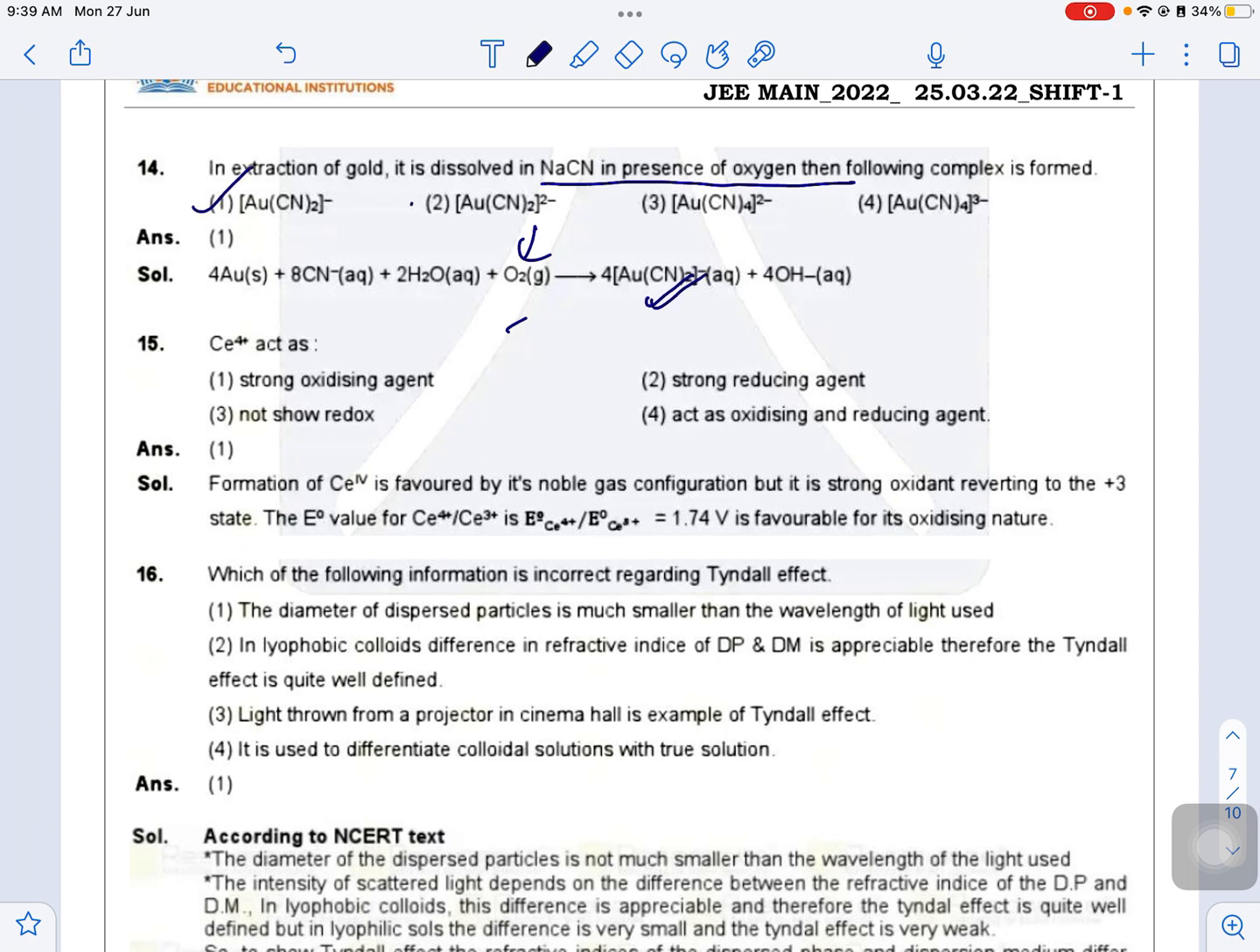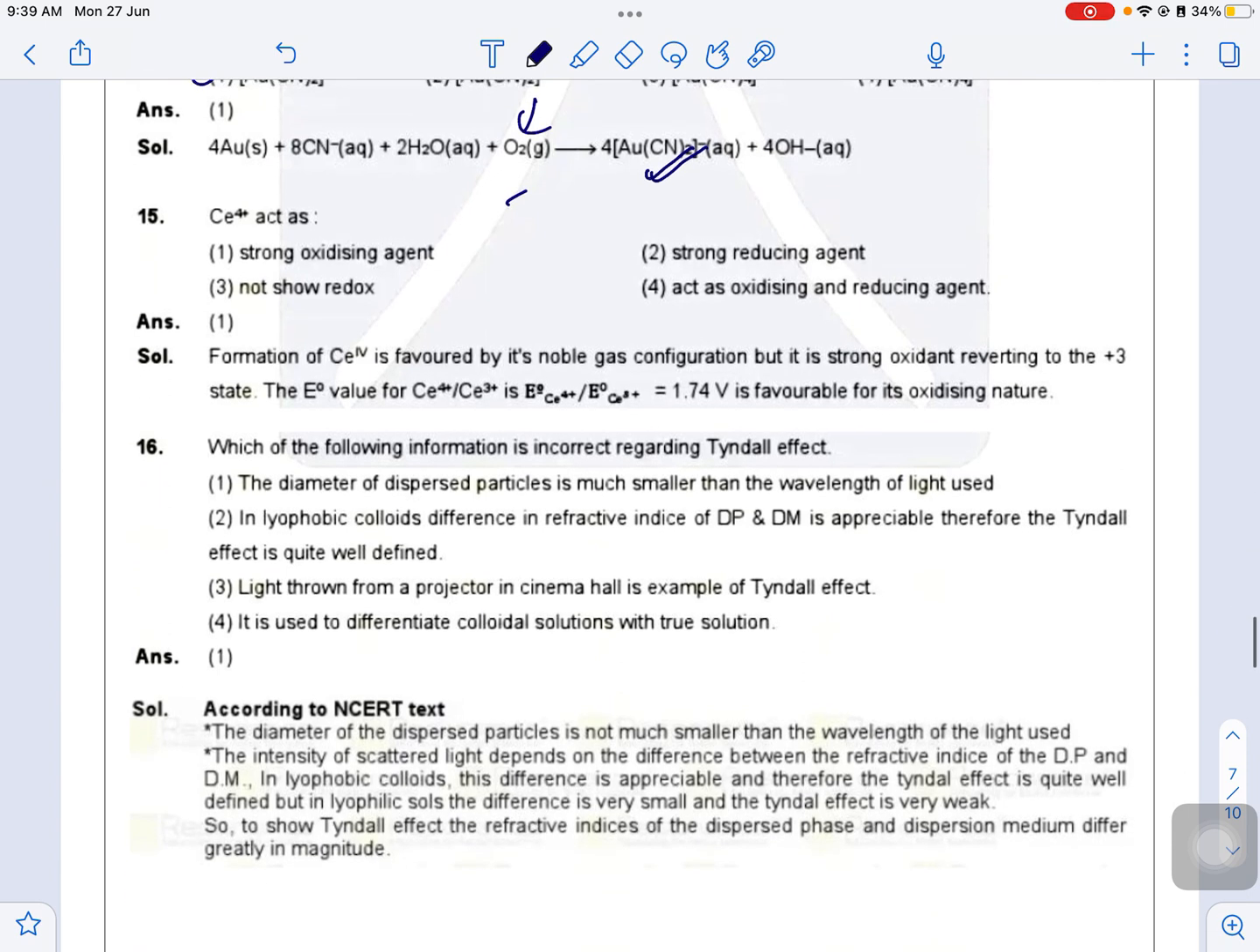Okay, very repeated question. Cerium plus 4 acts as an oxidizing agent. The stable oxidation state of the lanthanides is the plus 3 oxidation state. If any species is in the plus 4 oxidation state, it is readily reduced to plus 3. If any species is in the plus 2 oxidation state, it will be oxidized to plus 3 readily. So plus 2 species act as reducing agents and plus 4 species act as oxidizing agents.